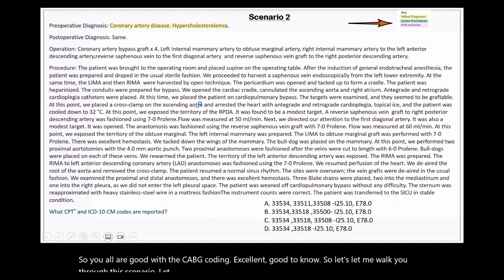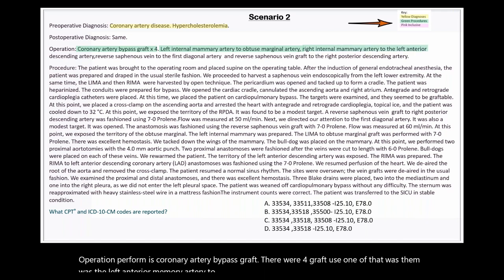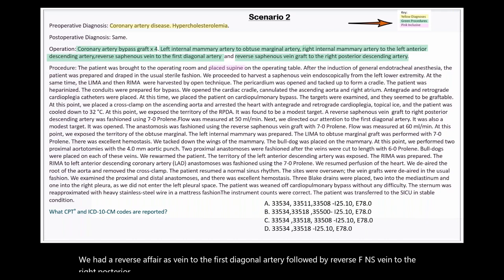Let me highlight the keywords. We have coronary artery disease and hypercholesterolemia as a diagnosis. Operation performed is coronary artery bypass graft. There were 4 grafts used. One of them was the left internal mammary artery to obtuse marginal artery, right internal mammary artery to left anterior descending artery. We had a reverse saphenous vein to the first diagonal artery, followed by reverse saphenous vein to the right posterior descending artery. So these were all 4 of the grafts which were used here.